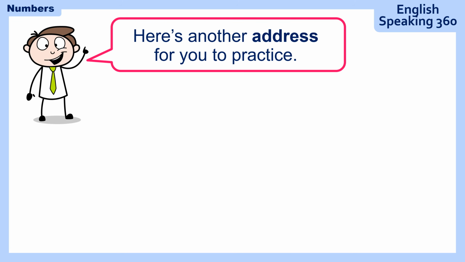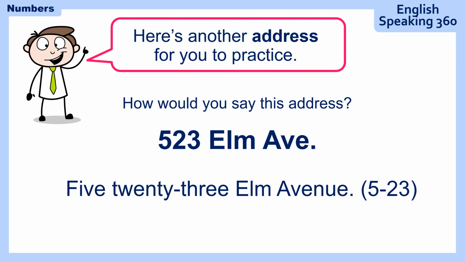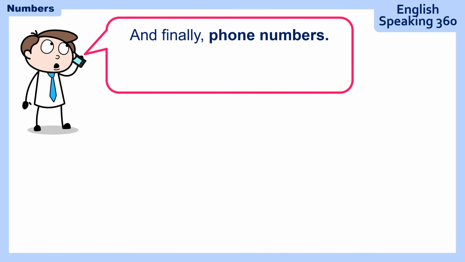Here's another address for you to practice. How would you say this address right here? Now maybe you're confused because you're like, there are not 4 numbers in the address. It does follow the same rule, however. So you would say 523 Elm Avenue. 523.